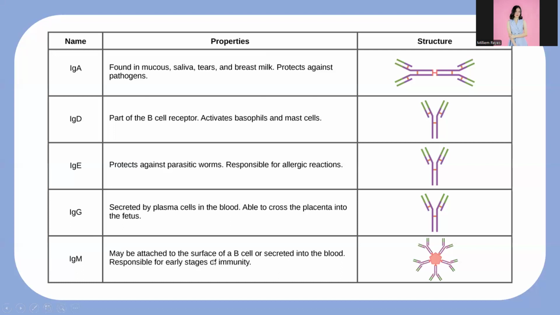IgM naman may be attached to the surface of a B cell or secreted into the blood and is responsible for the early stages of immunity. So in initial infection, for example, ang unang tataas are your IgM antibodies. But later on, for more long-term immunity, si IgG na yon. Okay, again, first that you will see will be IgM, but more long-term protection is by IgG.